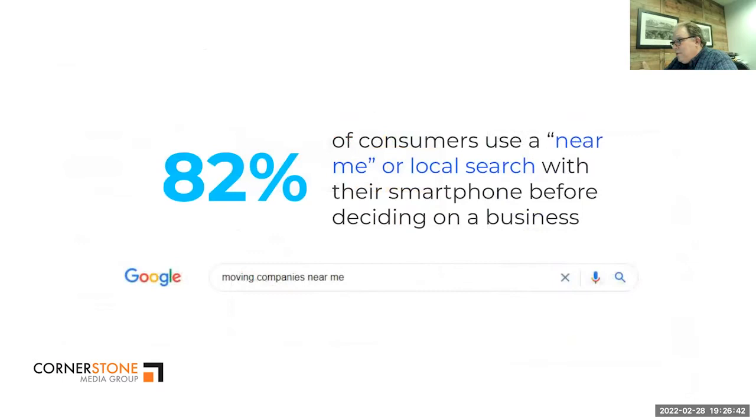So here's something that really is exciting. Most people, 82% of those people that do a search on Google, at the end of it, they always add those words "near me," like moving companies near me, florist near me, supermarkets near me. So kind of think in that terminology as we begin to set up your account, because that's going to come into play down the road.